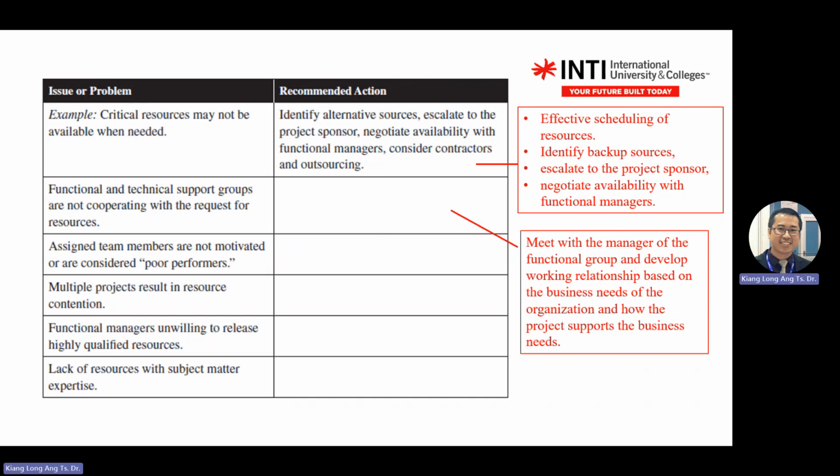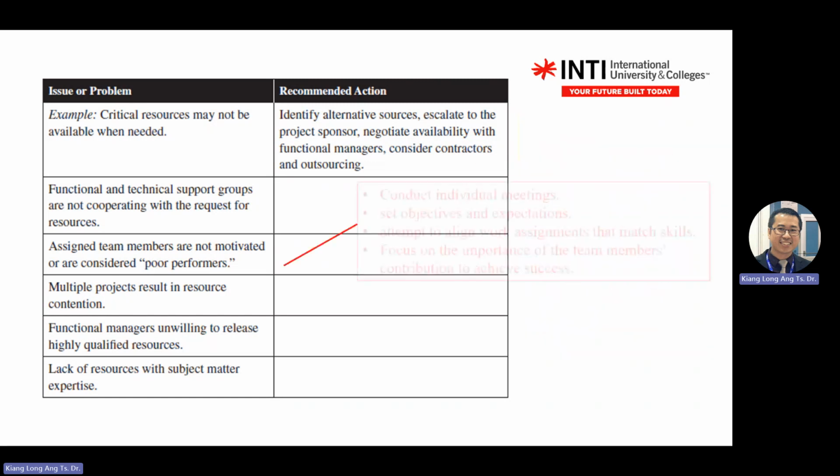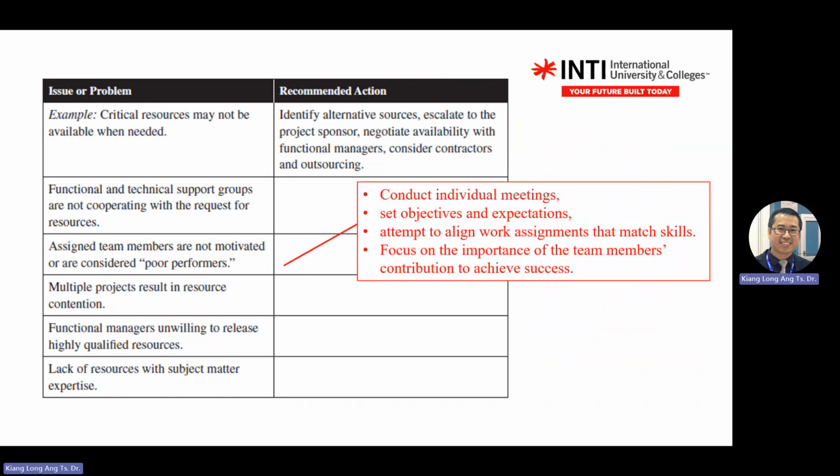But why are the operators or technicians not motivated? Maybe company culture, or maybe something happened to their families, or something happened to them that diverted their attention. Okay, so number three, the suggestion will be you meet with the individuals. You need to go and understand what happened to them.